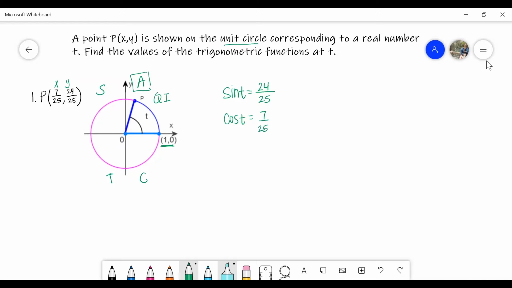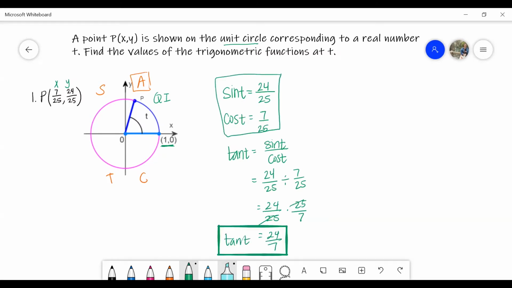And tangent t, again, I'm going to use my quotient identity, so that's sine t over cosine t, which is 24/25 divided by 7/25. So 24/25 times 25/7. Those two are going to cancel, right? And we're left with 24/7 is tangent. So once you have those, all you need from here is your reciprocal identities.